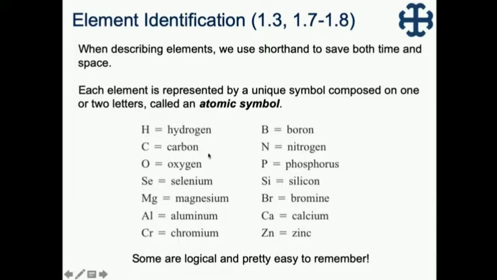You can get into different elements. Aluminum is Al, chromium is Cr. These are all fairly logical, right? Even something like zinc is Zn, right?